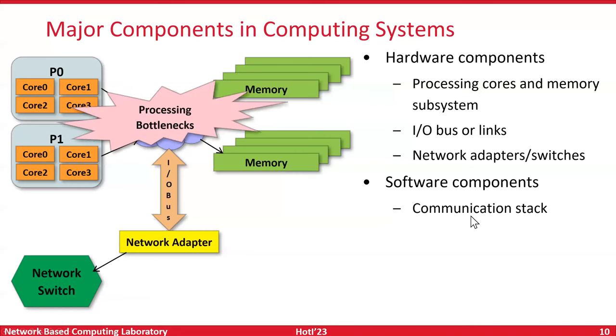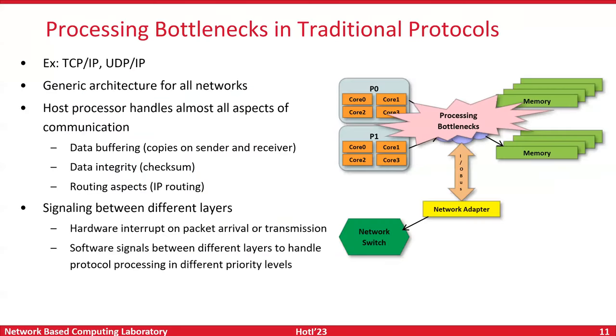So we are talking about these different kinds of bottlenecks. Let's take a look at the first bottleneck, which is the processing bottleneck. This is the traditional TCP/IP, UDP/IP. They have been the communication networking protocols for many, many years. So this is a generic architecture.